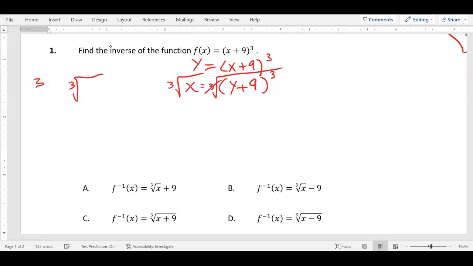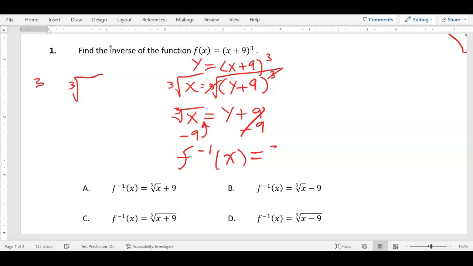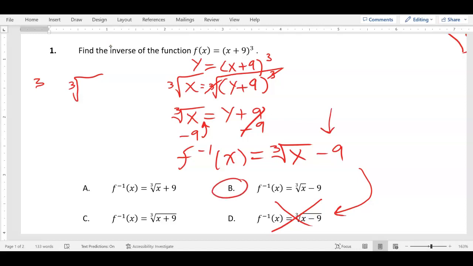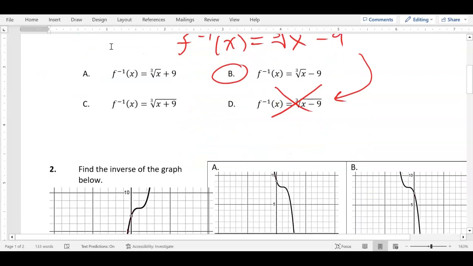When you cube root the right, it cancels out. So now you have cube root of x equals y plus 9. And then you get rid of the plus 9 by subtracting 9 on both sides. Just remember, this goes after the x. So your inverse function equals cube root of x. It stops right there. Minus 9 is after it. So I want you to notice that this down here is not it. The line does not keep going. The answer is B, because when you subtract 9, it does not automatically go under the square root sign. Be careful.